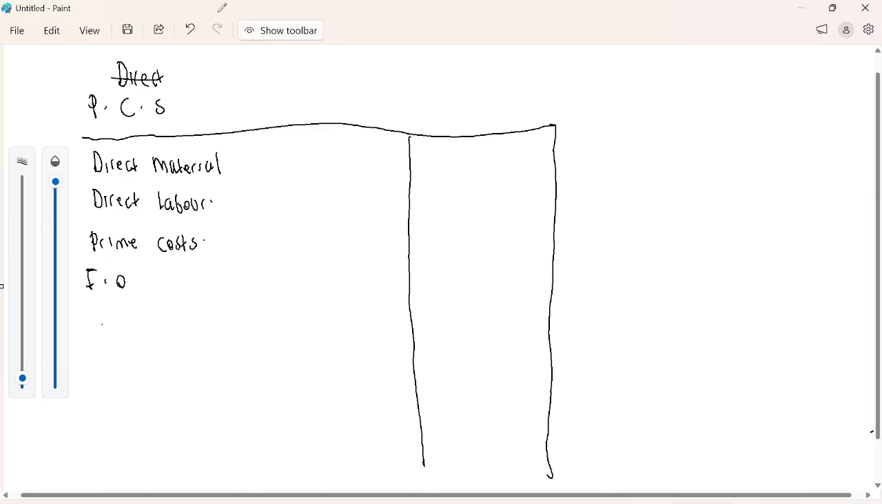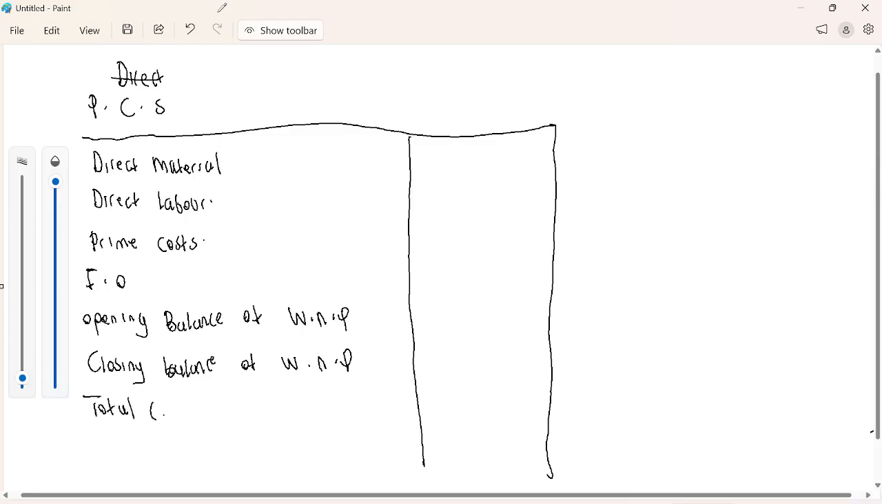and then I'm having opening balance of work in progress, then you have the closing balance of work in progress. Then I have what? I have the total, which will give me my what? Total cost of production, right? Now this will be my total here, and then this will be my total here, which is the prime costs, right?